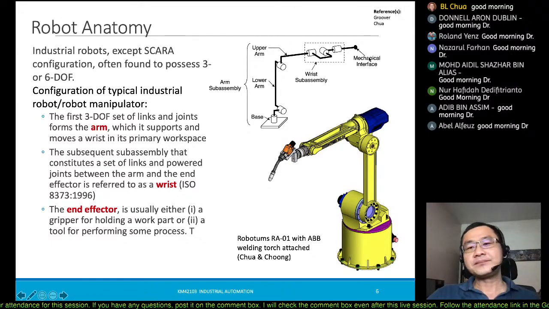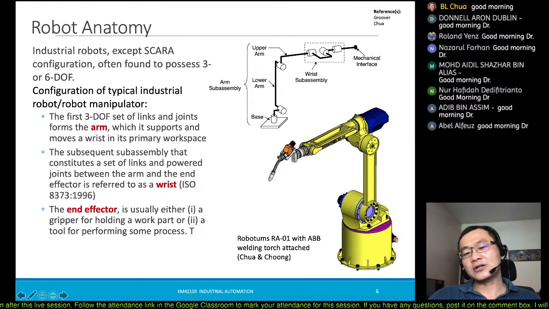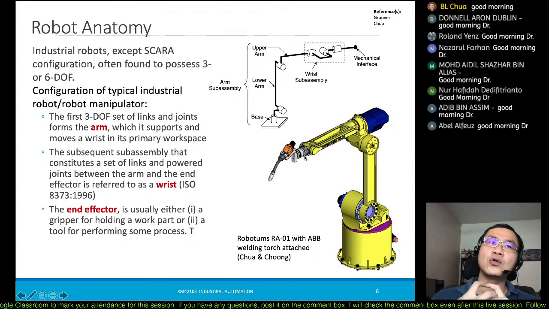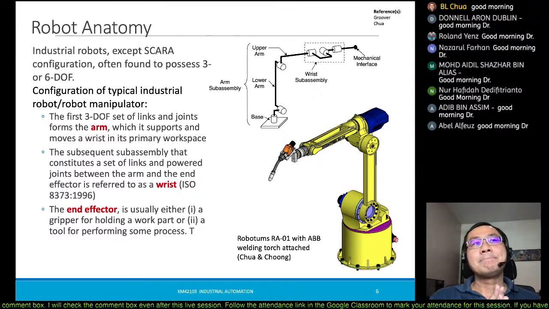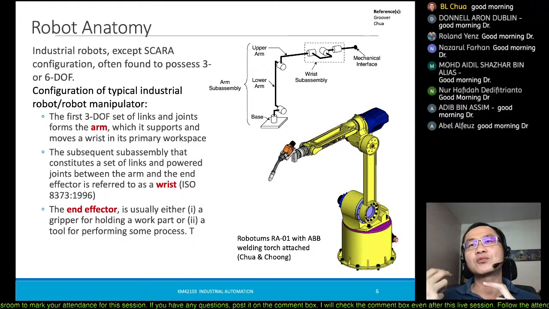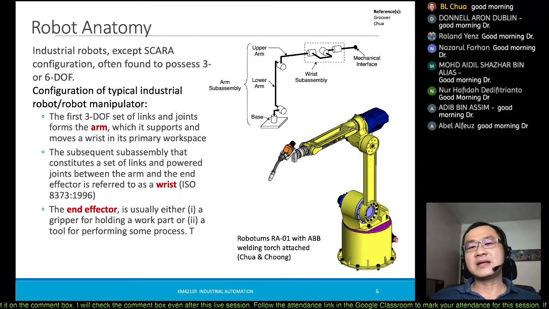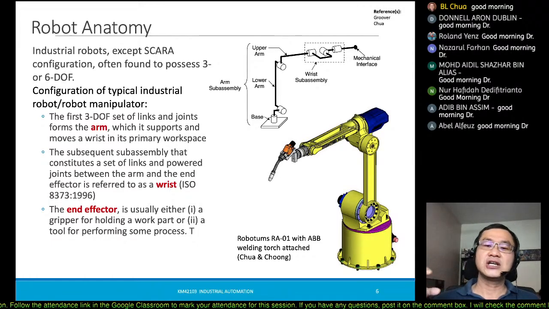Why I put a mechanical interface here is because in this design, it is an industrial robot where this part is connected to the welding torch through an interface, just a plate with standard holes. You can refer to the various standards used for industrial robots. Depending on the size of the robot, they have a mechanical interface which provides 4 screw locations, and a bigger one maybe 6 or 8. So there is a mechanical interface there that you can connect or change your end effector tools.